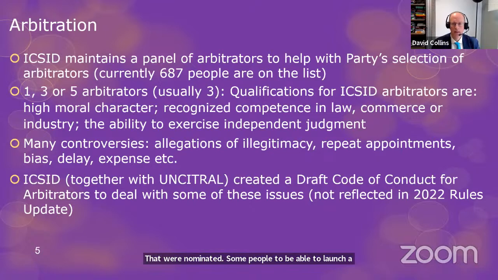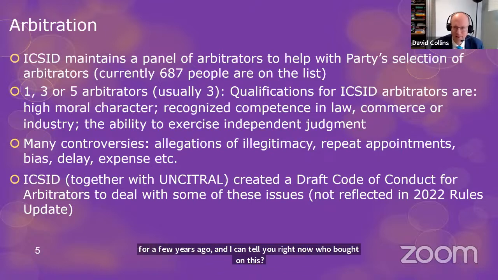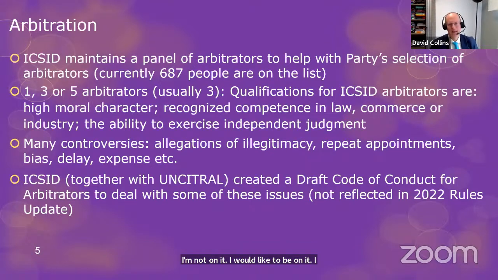And I can tell you right now who's not on it. I'm not on it. I would like to be on it. I wanted the British government or the Canadian government to nominate me, and they never did. There's some prestige of being nominated. We have 87 indicative people who can be chosen as arbitrators.